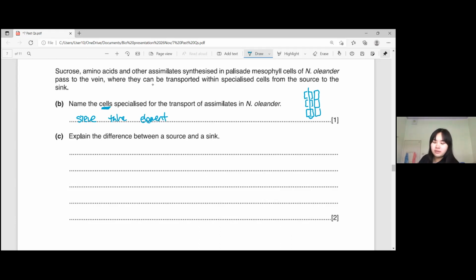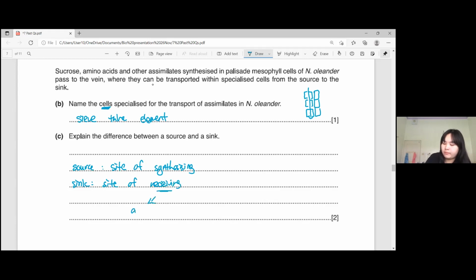Explain the difference between a source and a sink. So I'll just answer here. The source is the site of synthesizing. And the sink is the site of receiving. What it receives the substances for is growth or for storage.